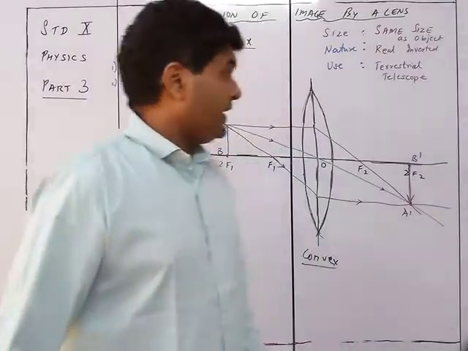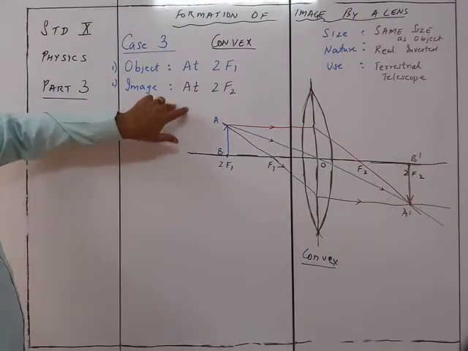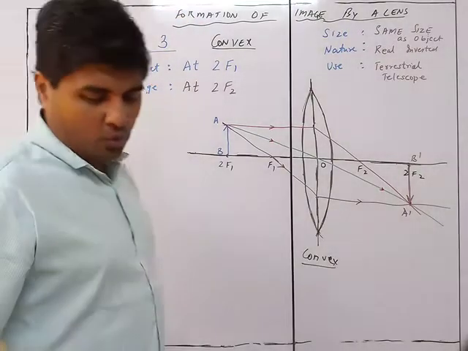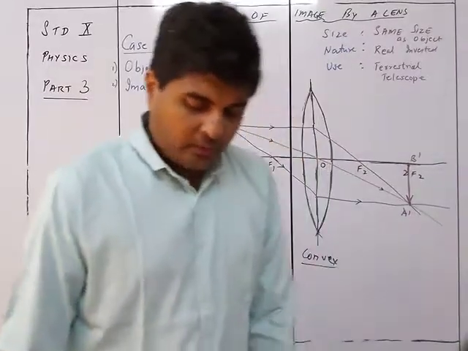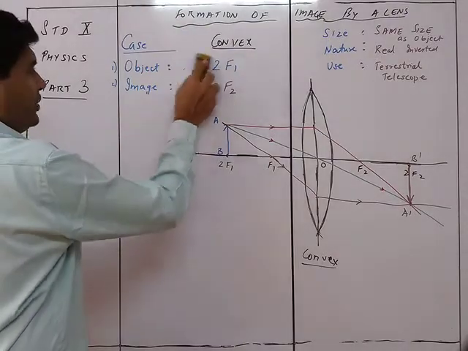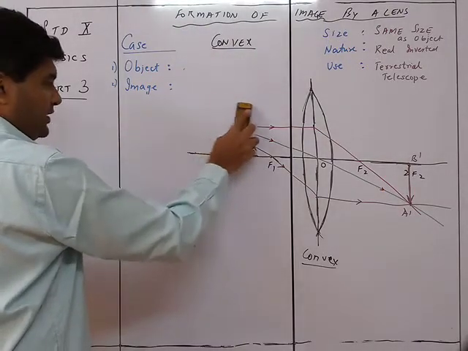So this was case 3, wherein the object was at 2F1 and the image also at 2F2. We now move on to case number 4. So that is case number 4 now. Let me clean up the board first.